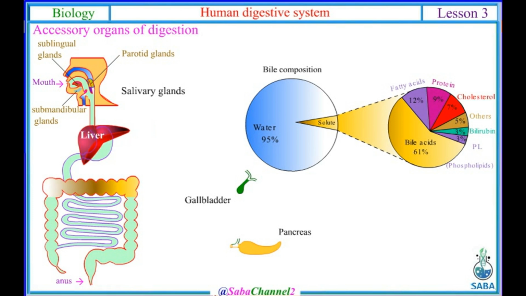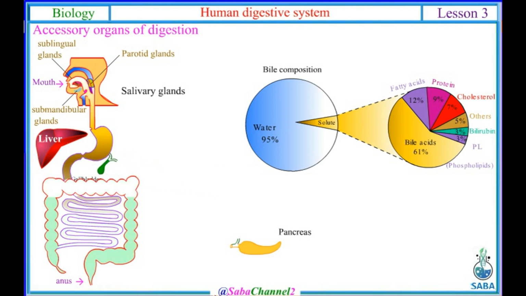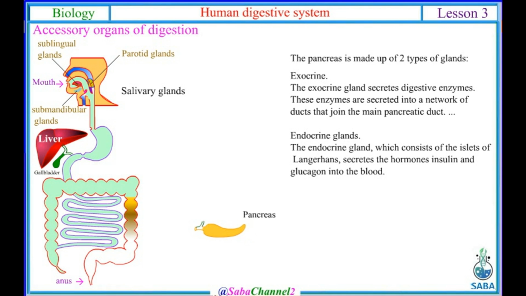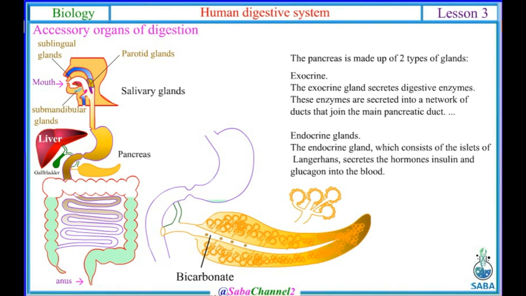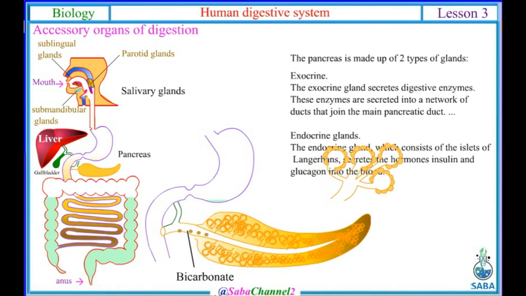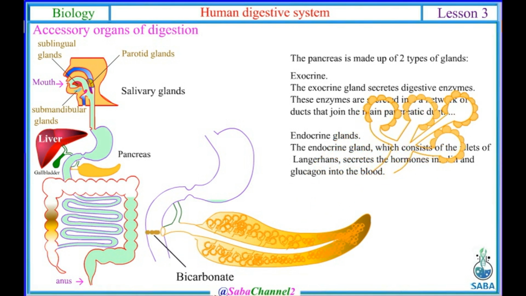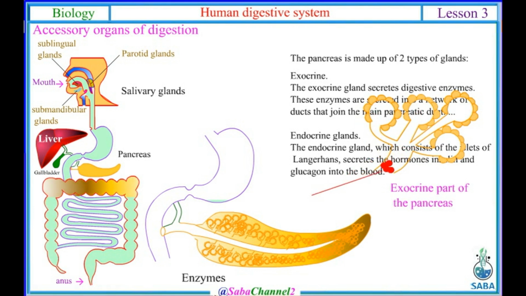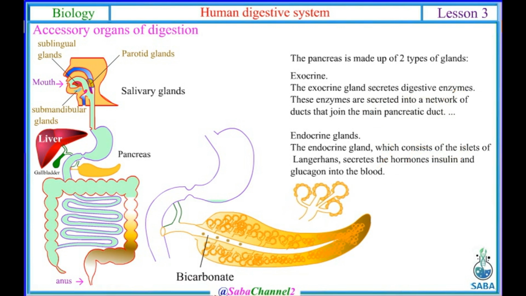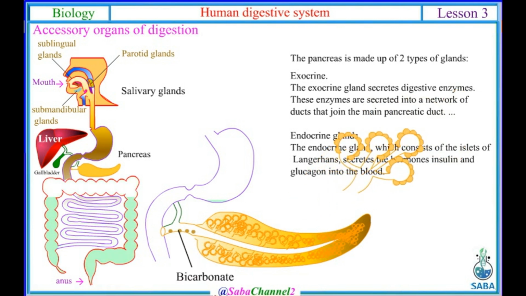Bile is a greenish fluid produced by the liver that helps break down fats in the small intestine. It's stored in the gallbladder and released when needed to aid digestion. The pancreas is made up of two types of glands. The exocrine gland secretes digestive enzymes. These enzymes are secreted into a network of ducts that join the main pancreatic duct. Endocrine glands secrete the hormones insulin and glucagon into the blood.